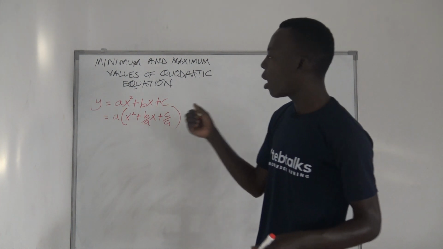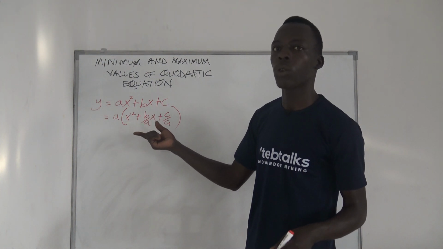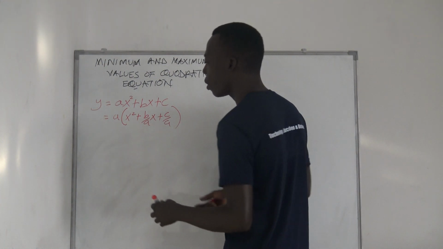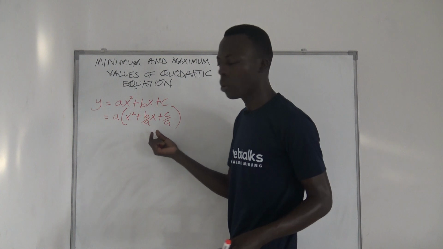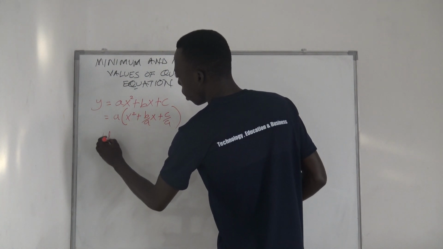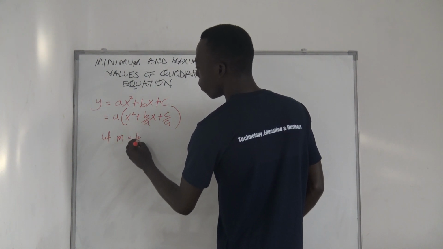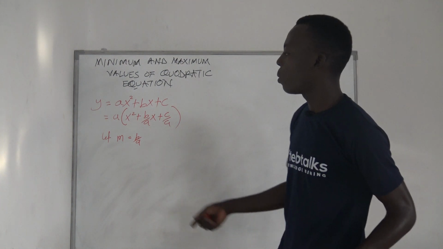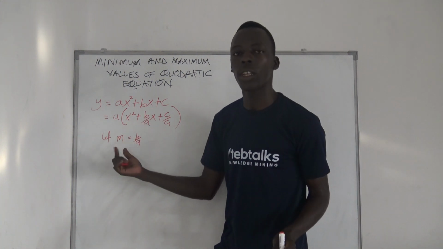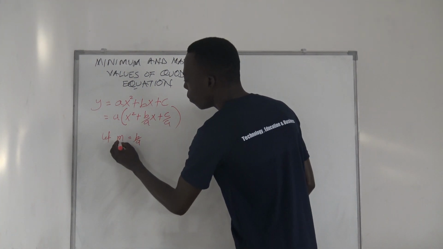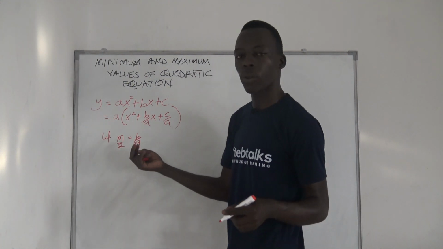So after factorizing out the a, we go to the method of completing squares. We said when you are completing squares, you let this value b be any letter. Let m be equal to b out of a. When we say m equals b out of a, what we do when completing squares is first divide it by 2, so it becomes b out of 2a.